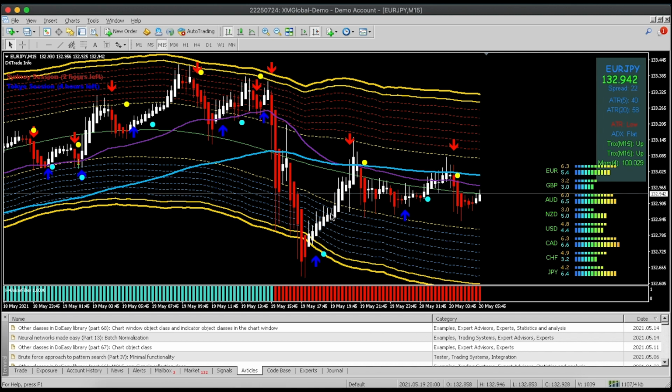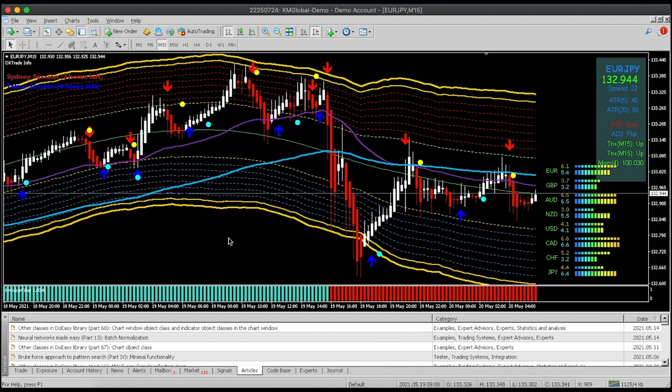It also uses Heikin-Ashi candles. The Heikin-Ashi candle is very useful, especially for beginner traders. It allows you to ride the trend longer, and it allows you to get out of the trend faster. So now let's look at how this system works.